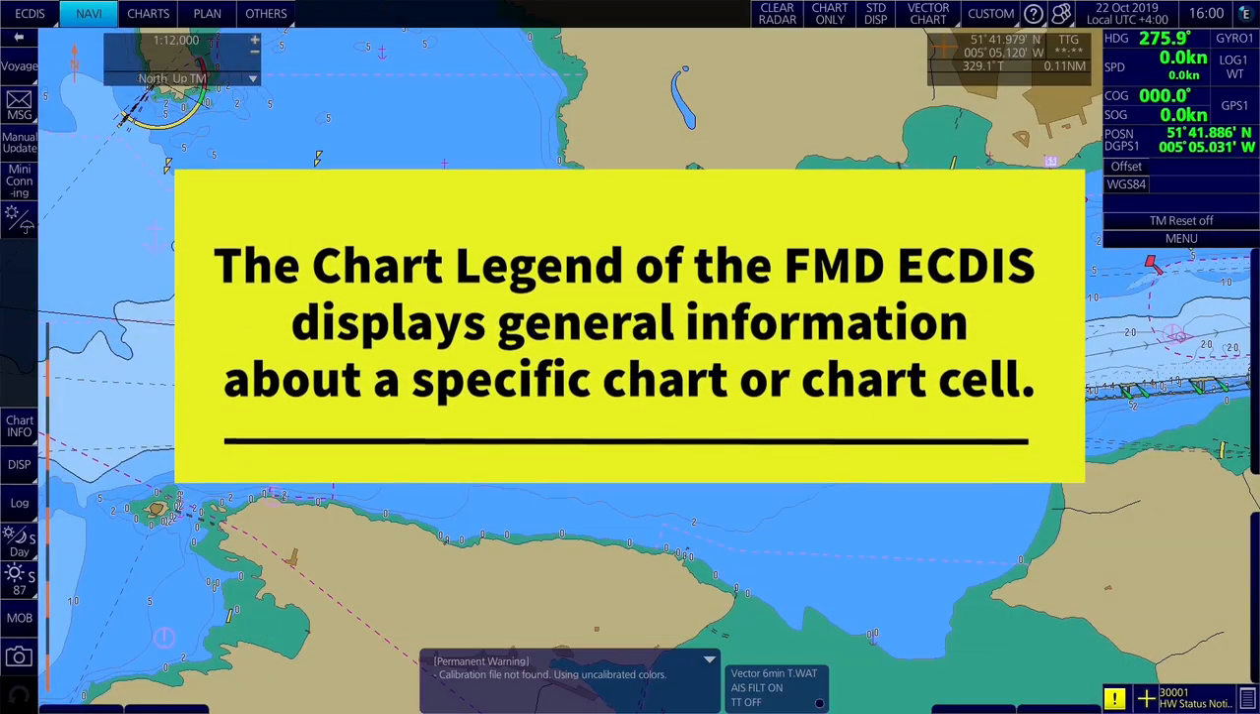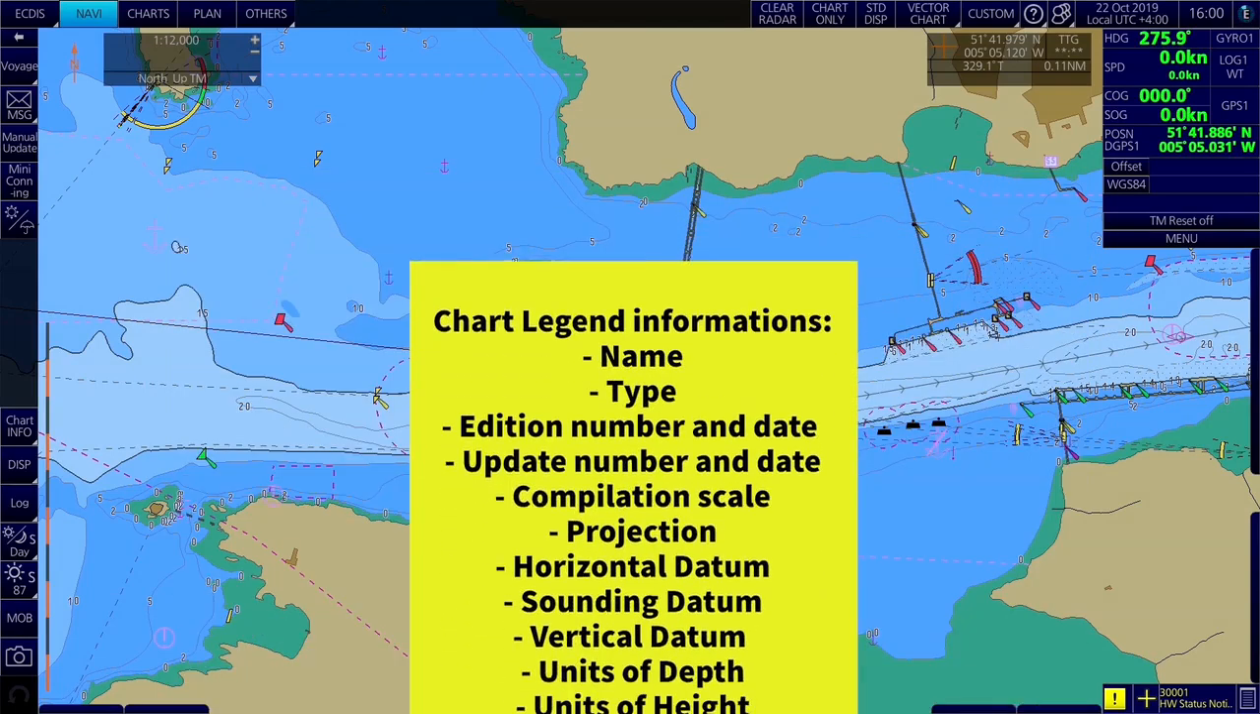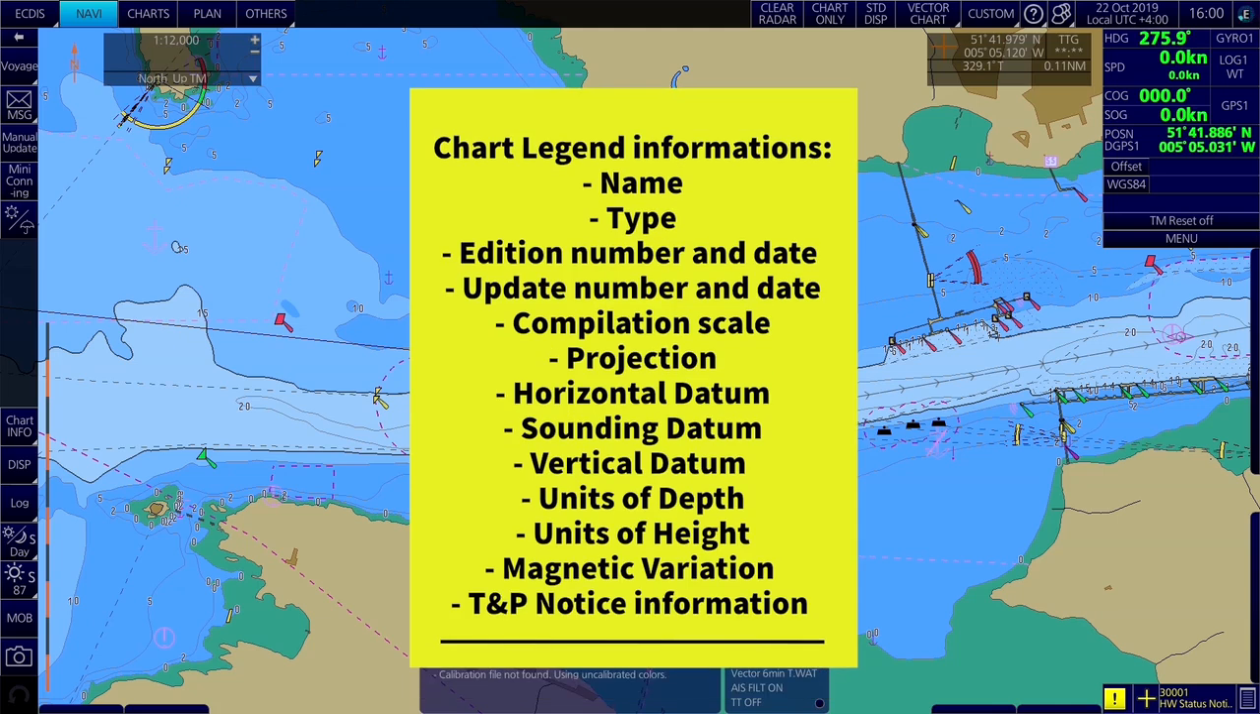The chart legend of the FMD ECDIS displays general information about a specific chart or chart cell. In other words, chart legend contains production information, such as name, type, edition number and date, update number and date, compilation scale, projection, horizontal datum, sounding datum, vertical datum, units of depth, units of height, magnetic variation, and TANP notice information.